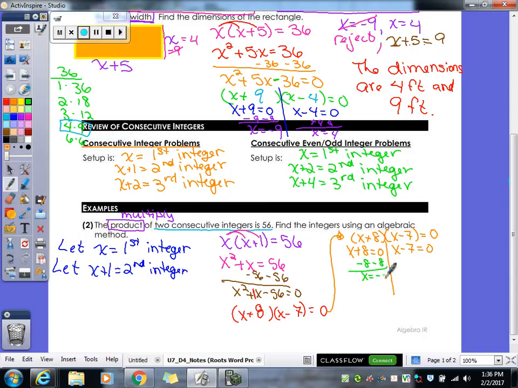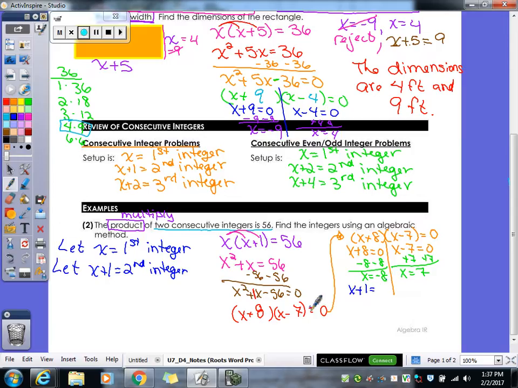Subtract my 8 and I get x equals negative 8. Add my 7 and I get x equals 7. Now there is a little tricky part to this one. Did it say anything in the beginning about it having to be positive or negative? No. So do I reject any of those? No. Now here's the other thing. Is negative 8 times 7 a positive 56? No. So what it is you have 2 answers here.